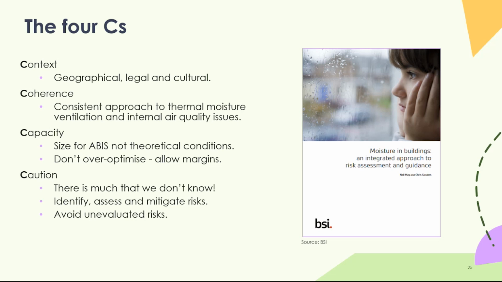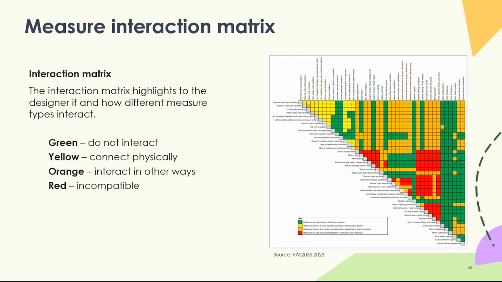And then yeah, caution on there. There's a lot that we don't know. So yeah, identify, assess, and mitigate those risks where you can, and avoid taking unevaluated risks as well. So those 4 Cs around managing some of those moisture risks, that's how they kind of feed into PAS 2035. And this is that tool that I referenced earlier when we were looking at the GLA Renew matrix.